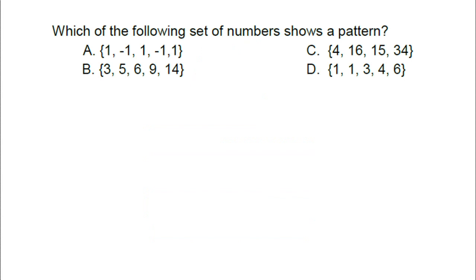Number 1, which of the following set of numbers shows a pattern? Now let's examine each choice. For letter A, the first term is 1, the second term is -1, and the third term and the fourth term are the same as the first term and the second term. Thus, we can predict the next term of the sequence. The fifth term will be 1, and we can predict that the next term, the sixth term, is -1.